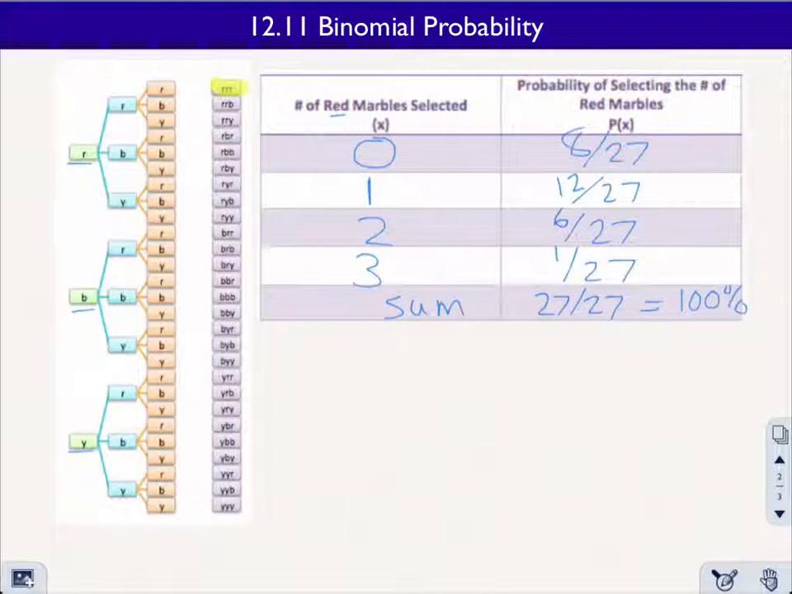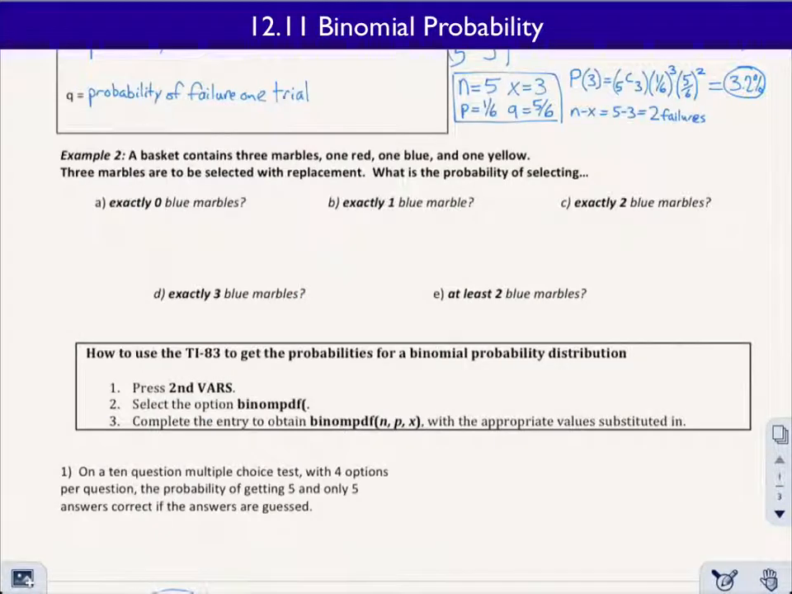So we can answer all of these questions by making a sample space and then counting just like so to get each of our answers. But now let's take a look at how we can use the binomial probability formula to help us out. For each of these problems, n is going to be the number of trials, and it says 3 marbles are to be selected, so n equals 3.